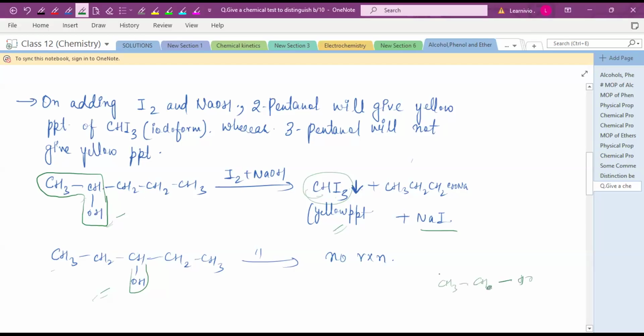CH you can write, at least one carbon. This group is lacking, because here, after CH, there are both sides CH2 groups attached. And the compulsory thing should be CH3. So that's why pentan-3-ol will not give the iodoform reaction. Means there will be no reaction and it will show the negative iodoform test, while the other will show the positive iodoform test. So that's how you can distinguish between these two.